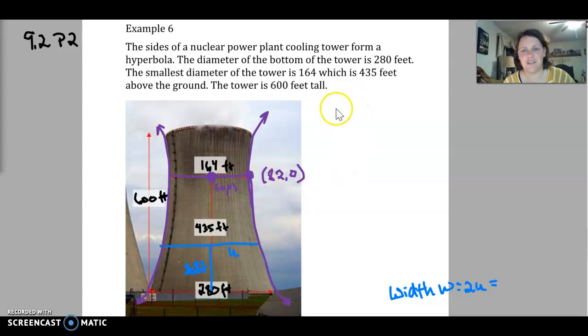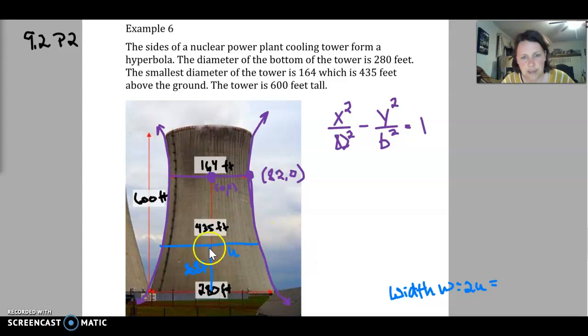So let's start. So we know this opens left and right. So our x terms are going to come first. We also said that it's centered at 0, 0. So x squared over a squared, which is going to be 82 squared, minus y squared over b squared, which we do not know, equals 1. So now we're going to have to pick out some other information that they have given us in here, and see what we can figure out.